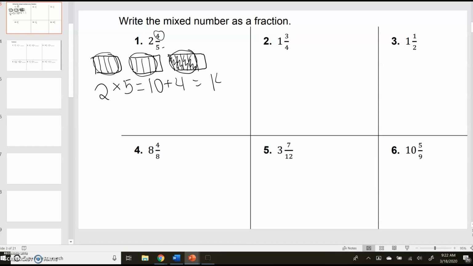So you would get 14 fifths, right? And if we counted that up, we would see that that is correct. We have 1, 2, 3, 4, 5, 6, 7, 8, 9, 10, 11, 12, 13, 14 fifths. Okay, so that is one way of doing it.